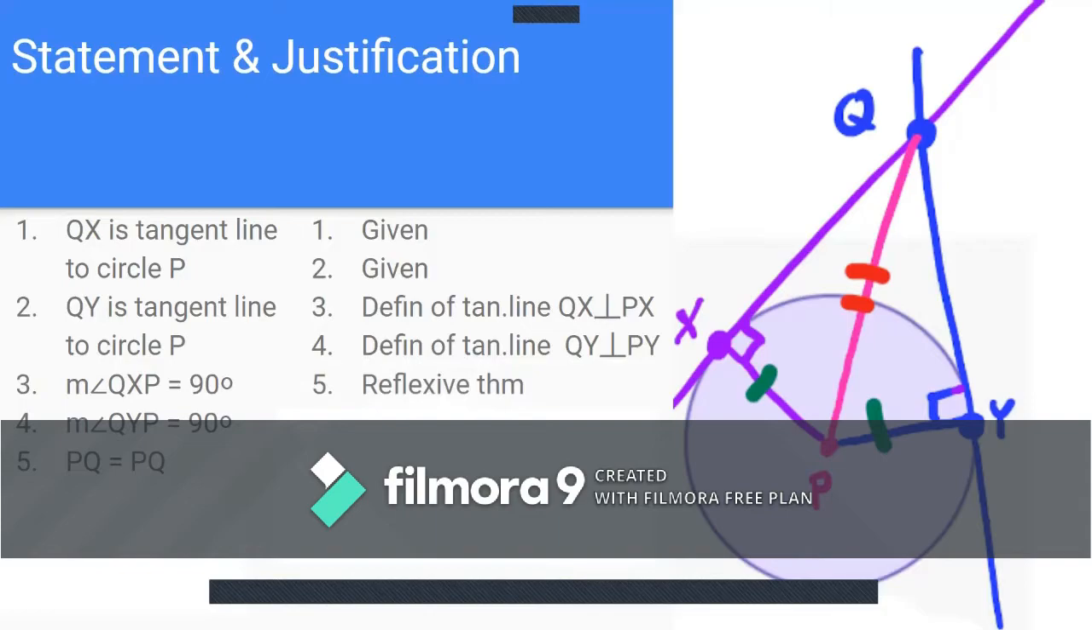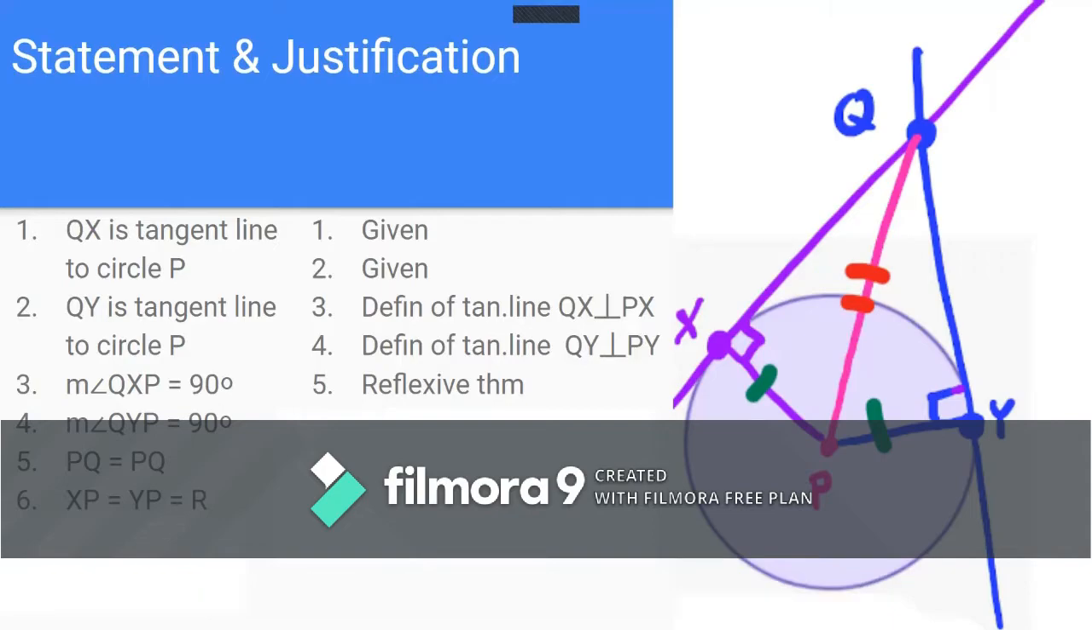Let's go to step 6: XP equals YP, which equals r. Take a moment and think about this. You probably got that the radii of the circle are equal. Well, if you watch the video, it probably explains it to you.